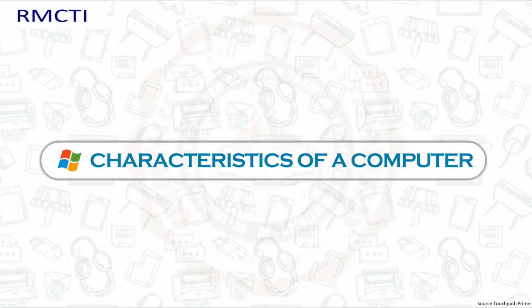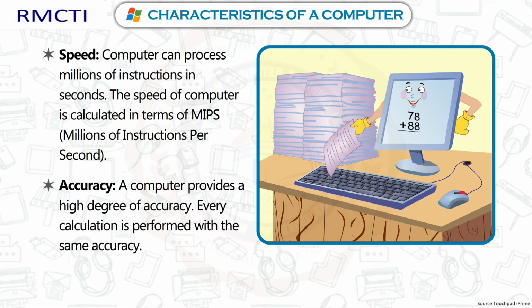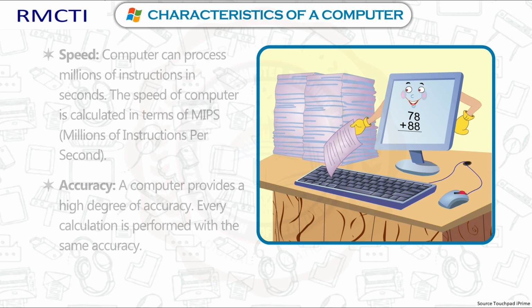Characteristics of a computer. Speed. Computer can process millions of instructions in seconds. The speed of computer is calculated in terms of MIPS, millions of instructions per second. Accuracy. A computer provides a high degree of accuracy. Every calculation is performed with the same accuracy.